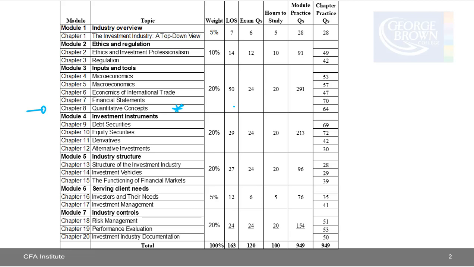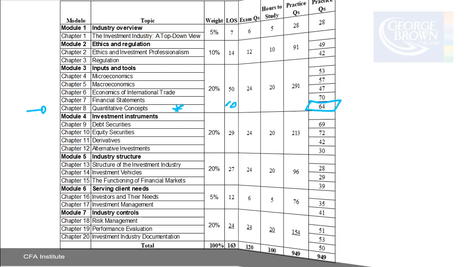don't worry, you're not required to do any calculations on the exam. If you don't have any background in math whatsoever, even at basically high school level, you'll find that it's not too difficult. And if you've got some background in math, you'll find that this is a relatively easy chapter. There are 10 learning outcome statements for this chapter, and as you can see, there are 64 practice questions in the learning ecosystem. In general, on average, not too bad.